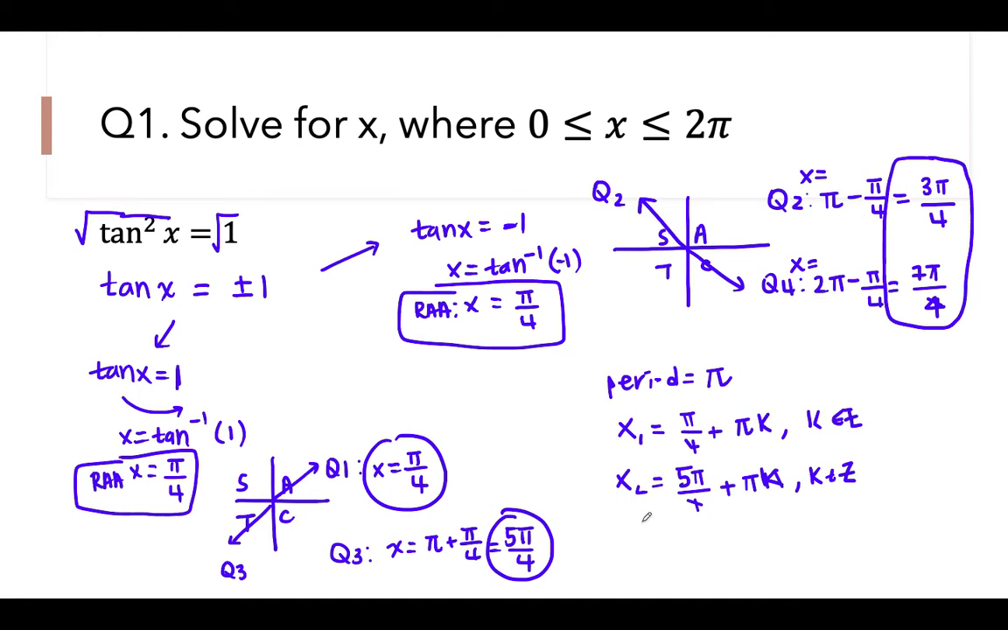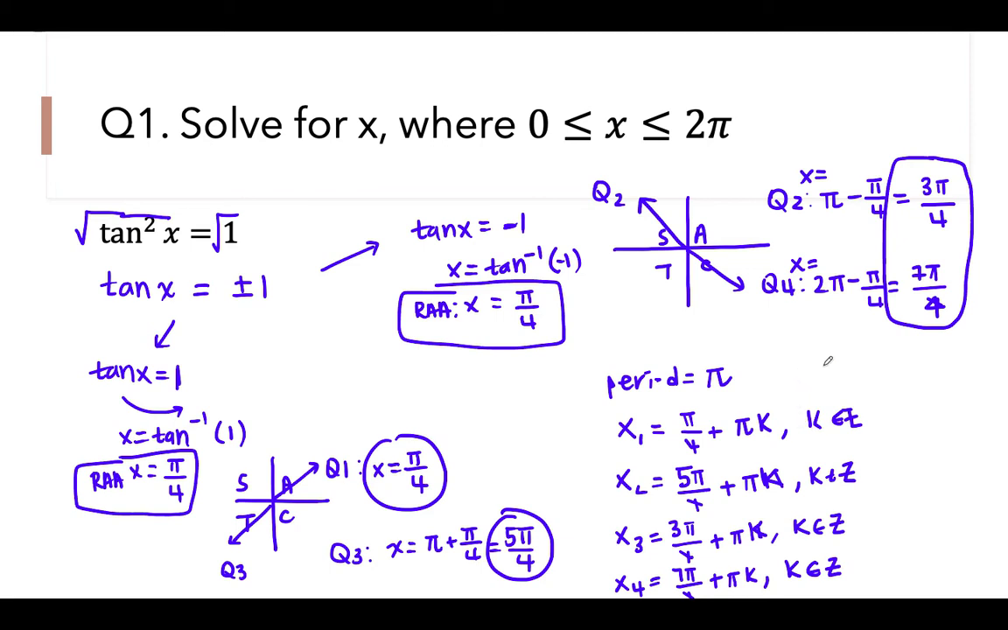And then you do the same thing. The third angle can be 3 pi over 4 plus pi k, and again, k can be any integer, belonging to Z. And the last angle is going to be 7 pi over 4 plus pi k, and again, k belongs to the integers.